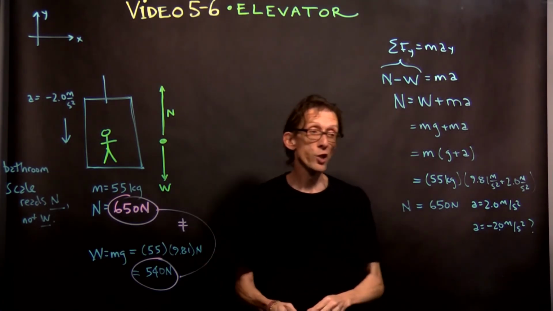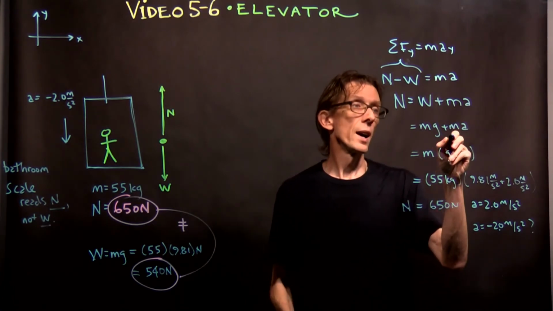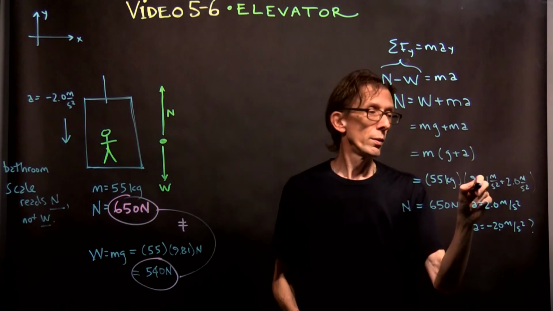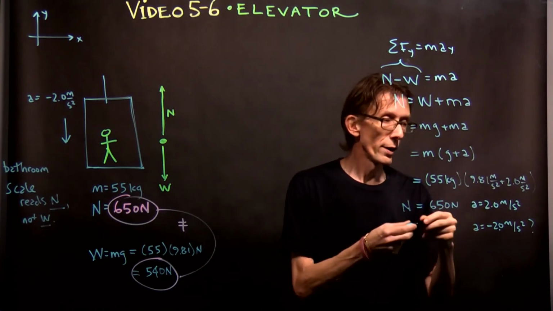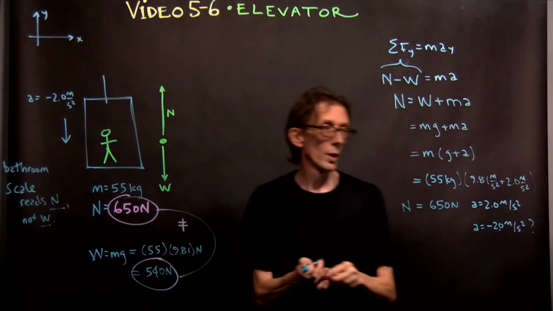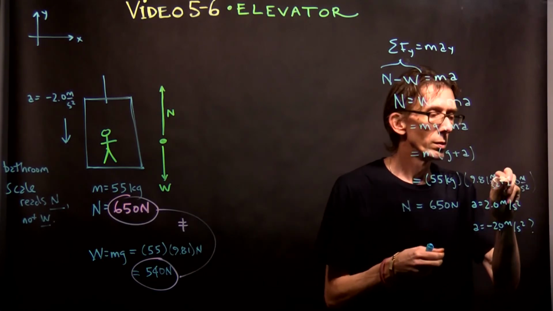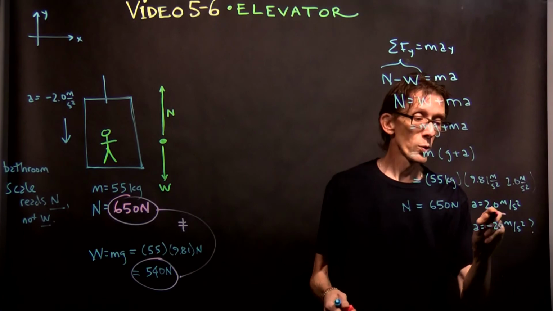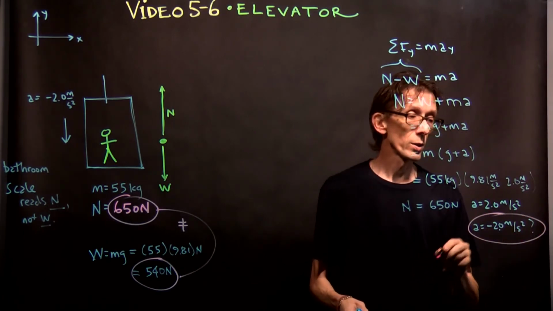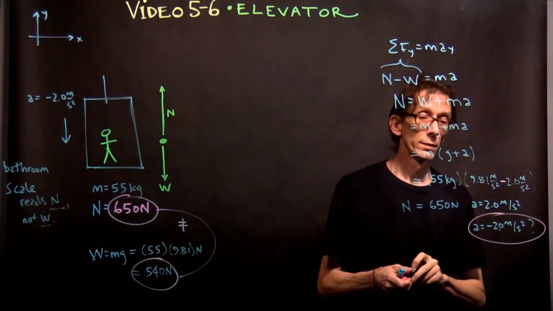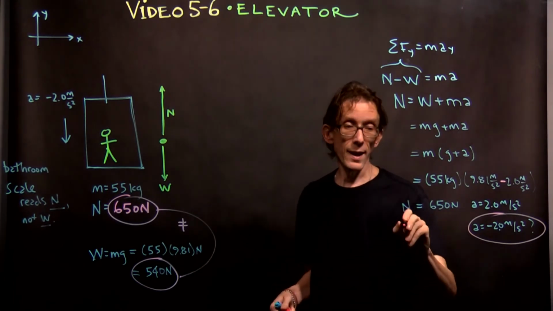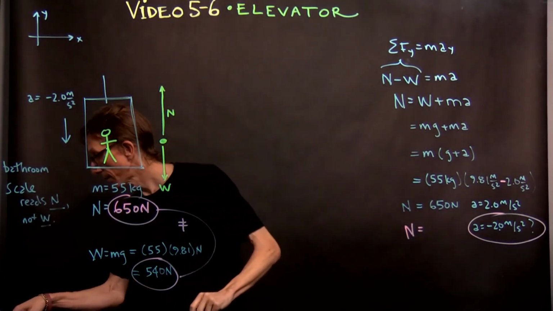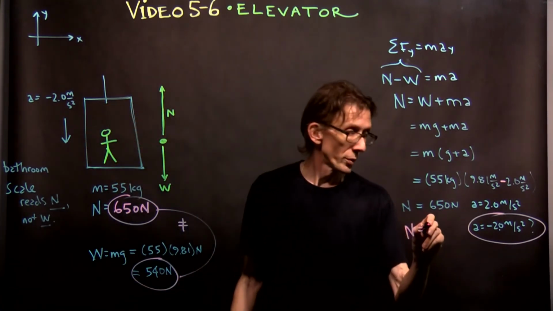Well, the only thing that's going to change is this sign right here. Right there. The acceleration here, if the acceleration were negative 2 meters per second squared, that would be a negative sign there. And in that case, the normal force would come out to be smaller than your weight, 430 newtons.